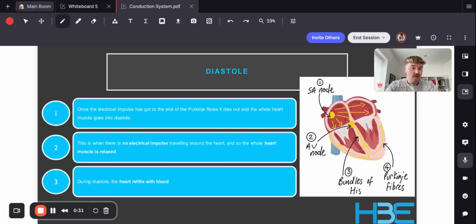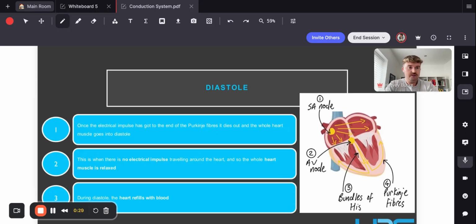And then finally, they could ask you about how the conduction system controls diastole, and diastole is just a fancy term for relax. And if a muscle is relaxing, it means that there is no electrical impulse traveling through it. So all you'd have to say is during diastole, the SA node is not releasing an electrical impulse. There is no electrical impulse traveling through the chambers or the walls of the heart, and therefore both the atria and the ventricles are relaxed, and that is allowing blood to refill back into the heart.